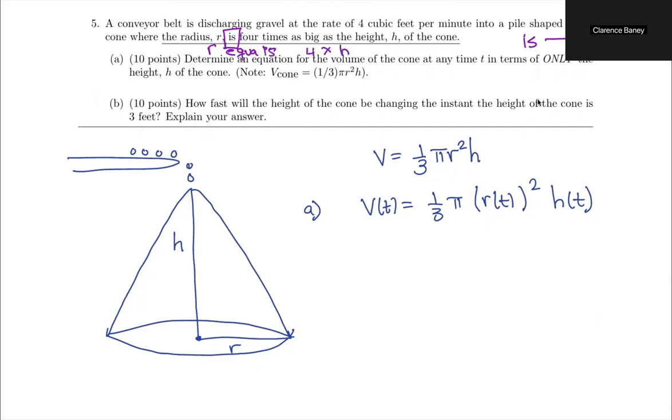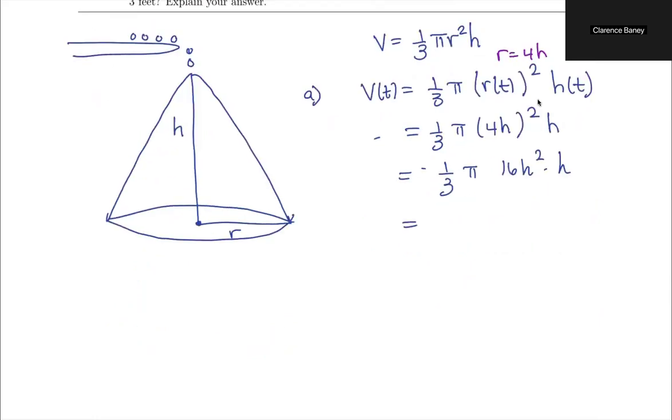And so if you think of "is" and "equals" as being two interchangeable words, now that makes sense: r equals 4 times the height. And so I'm going to replace r with 4 times the height, because they're the same meaning. When I simplify this now, I will get 16h squared times h, which is going to be 16/3 pi h cubed. And so now my volume is entirely in terms of h. It does not rely on h and r.